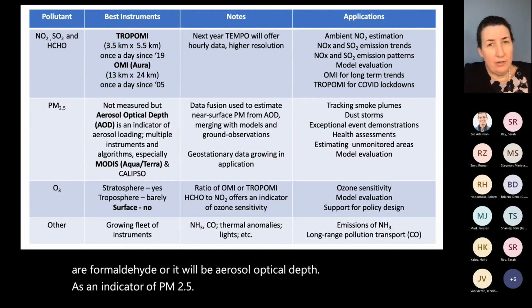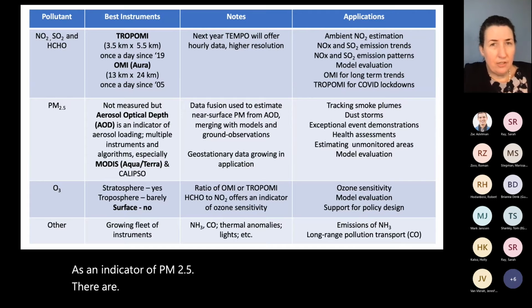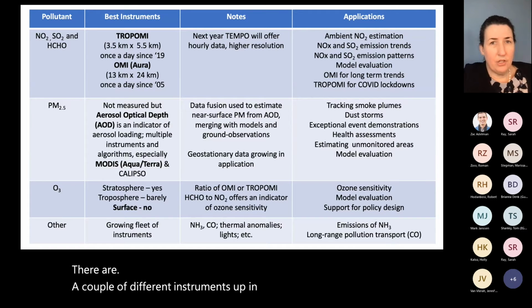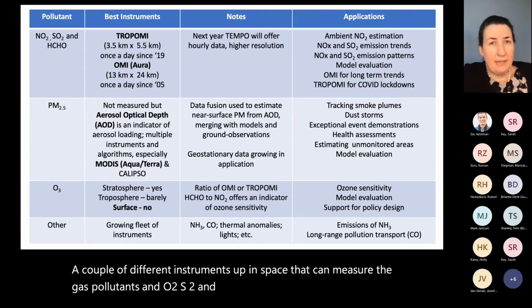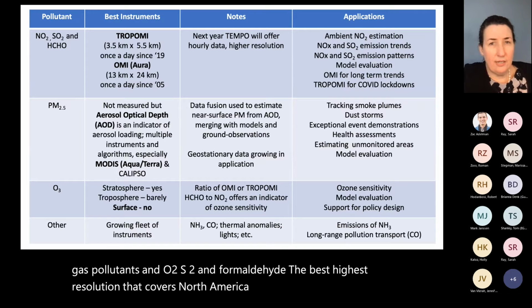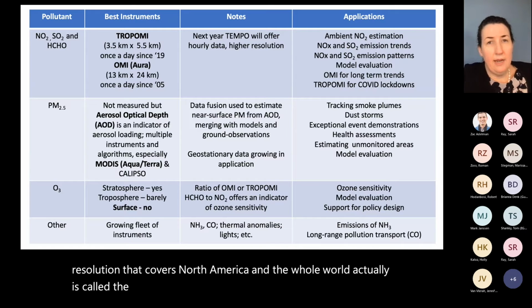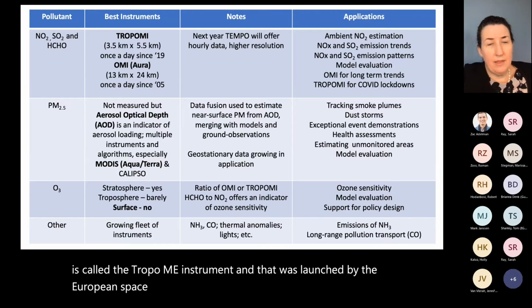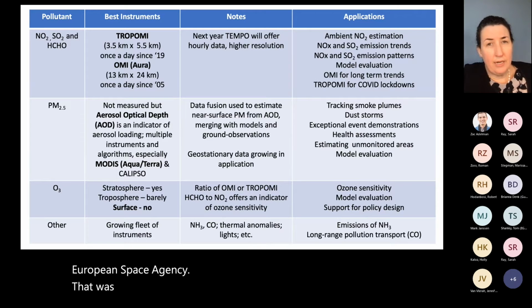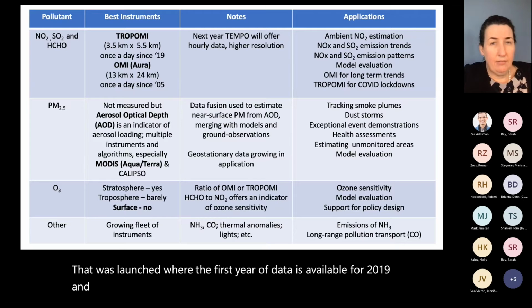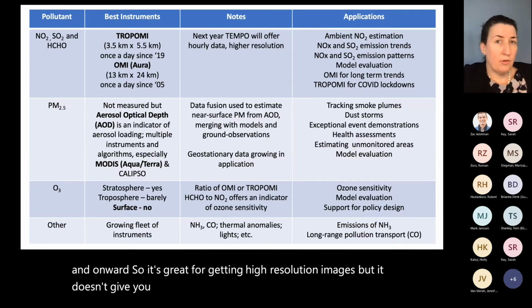There are a couple of different instruments up in space that can measure the gas pollutants, NO2, SO2, and formaldehyde. The best, highest resolution that covers North America and the whole world is called the TROPOMI instrument, and that was launched by the European Space Agency. The first year of data is available for 2019 and onward. So it's great for getting high resolution images, but it doesn't give you those long-term trends.